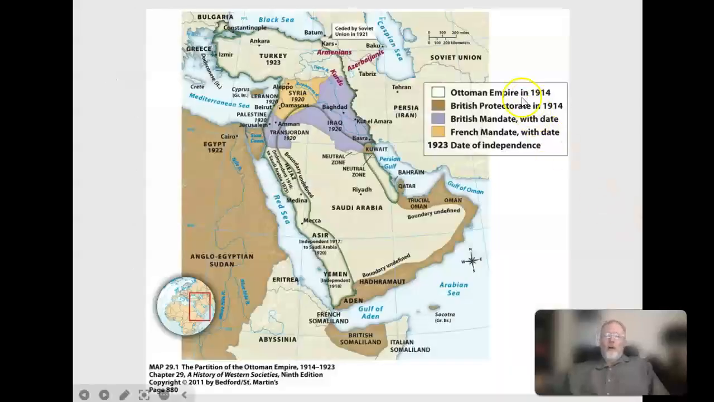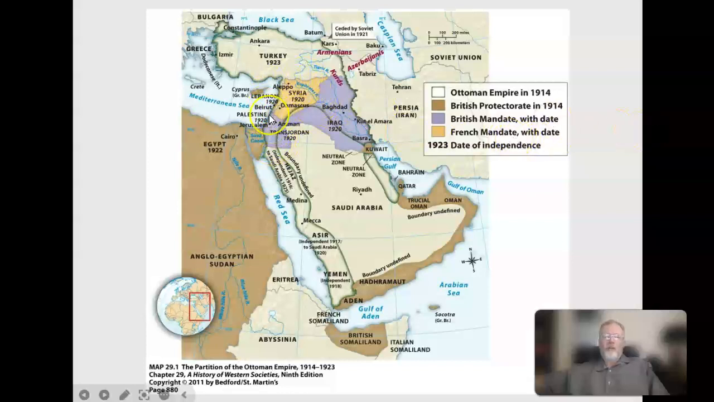Partition of the Ottoman Empire. The Ottoman Empire in 1914 was this green area, all of this at the time of the war. After, we have the British Protectorate, all of northern, this over here, the coast, the Red Sea going into the Arabian Sea and the Indian Ocean, northern Africa, Egypt. After the war, we have British mandates right here, Iraq and Transjordan region going into Palestine, which eventually is Israel.